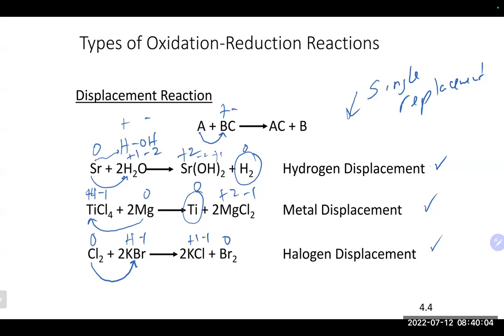So all three of these guys are single replacement reactions. Again, you can be more specific about it as hydrogen displacement, metal displacement, or halogen displacement, but they all still fall under the big redox umbrella because they're all oxidation and reduction reactions basically occurring. Any questions on any of that there?